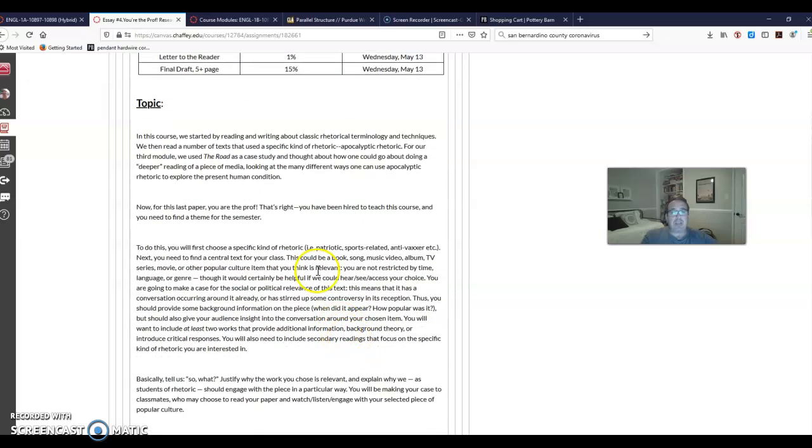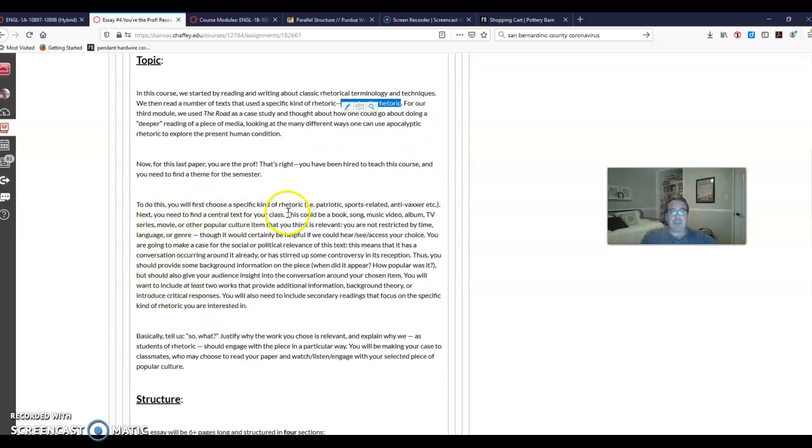So anyways, for your last paper, what you're going to do is pretend that you're the prof of English 1B. That's right, you've been hired by Chafee, you're going to teach this course, and you need to find your own theme for the semester, right? I chose apocalyptic rhetoric, and of course, as I've been saying, post-humanism is a kind of side option, but originally I designed this with apocalyptic rhetoric in mind. That was my theme, right? That's a way to focus our readings throughout the course.